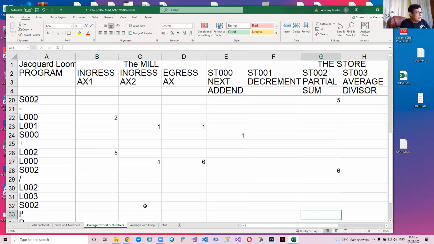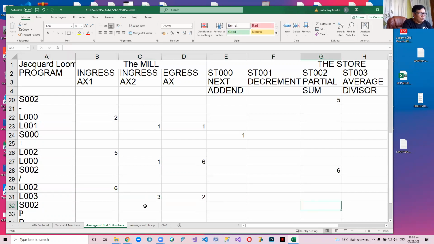What we are going to do is divide this. Okay, we have 6, so we are going to load it. We'll do a divide, load it from 2, which is now 6. Now finally we have L003. That's the main reason why we had L003, because without it, we cannot remember anymore what will be the divisor. Okay, 6 divided by 3 is 2.